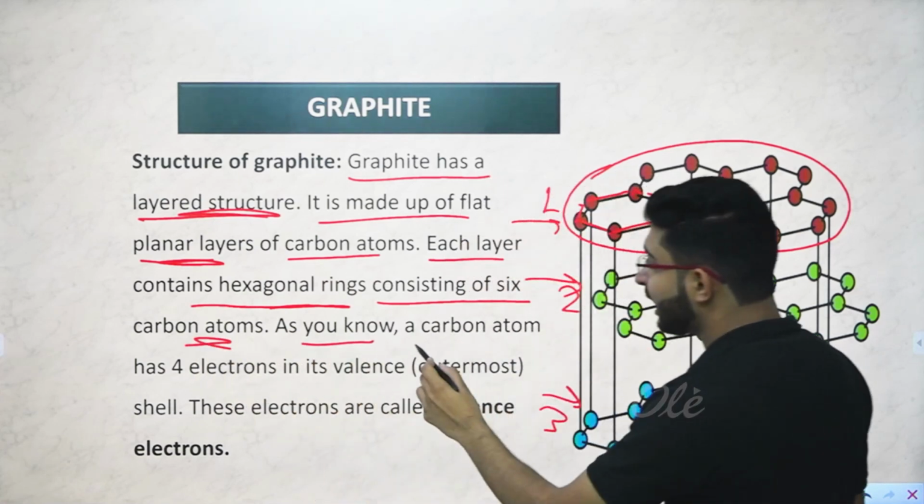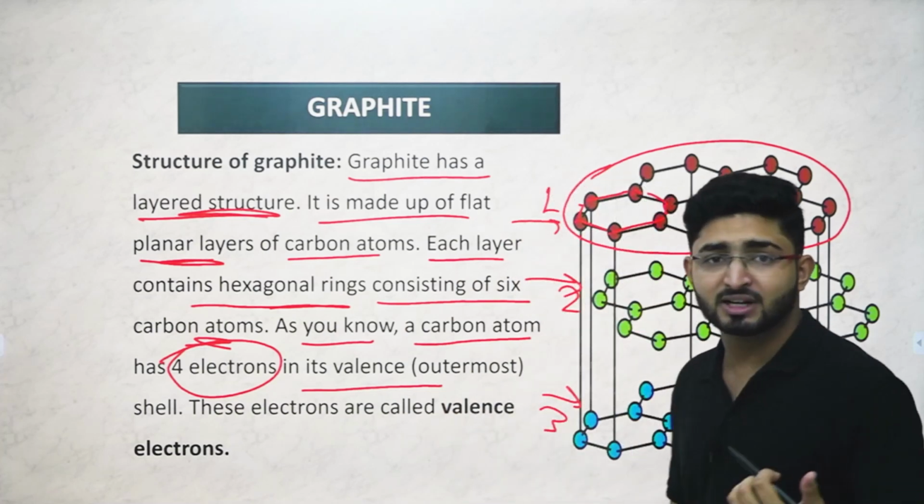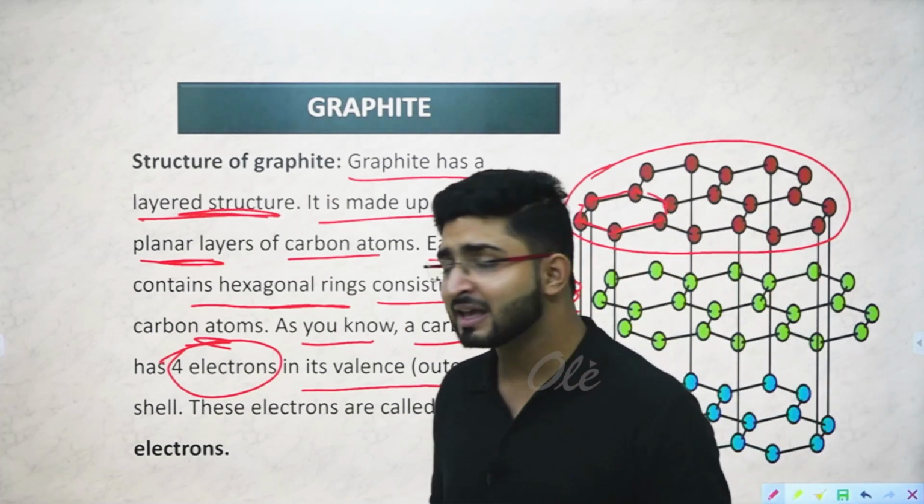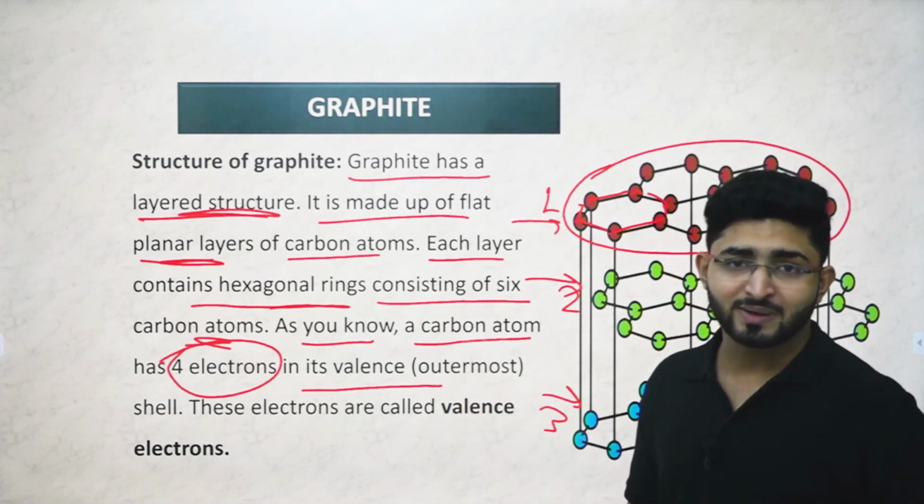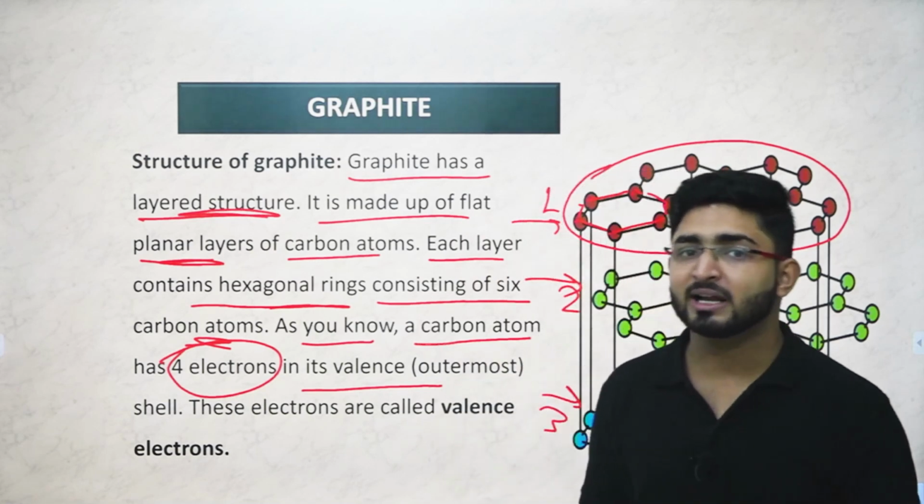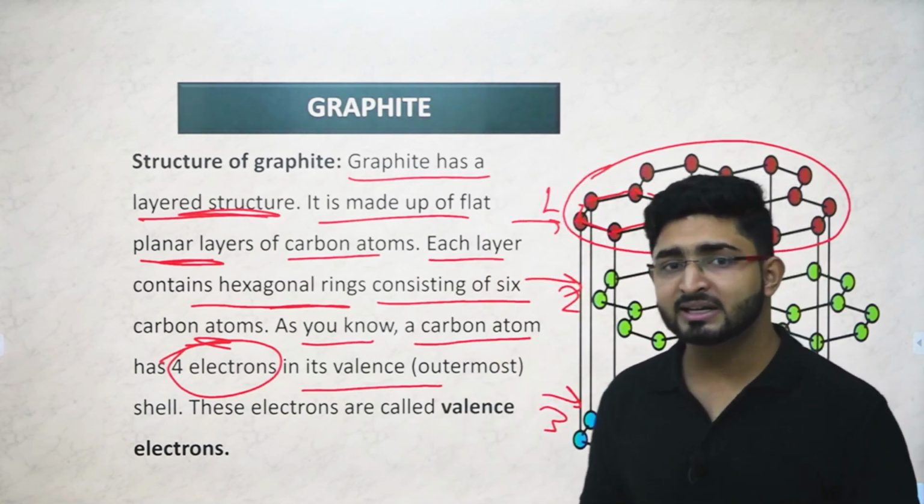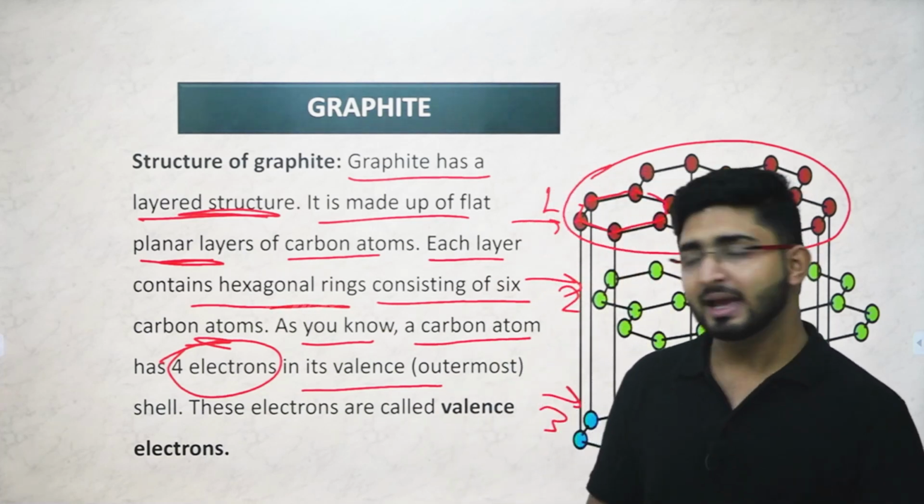As you know, a carbon atom has 4 electrons in its valence shell. We have already studied in the previous chapters of this class that the carbon atom has 4 electrons in its valence shell. What does it mean? That it has a combining capacity of 4 electrons, which means that it can combine itself with the same atom of carbon or the other atoms of other elements.